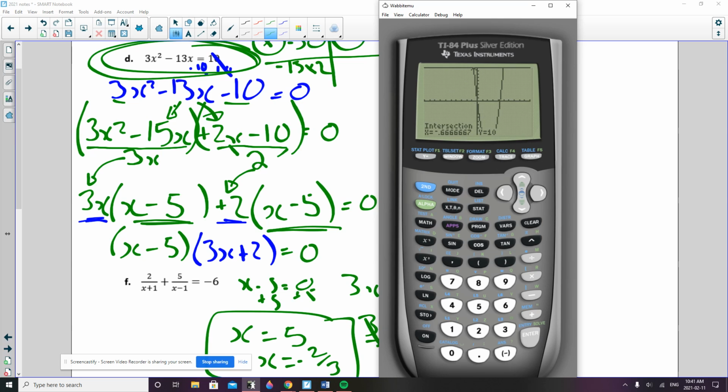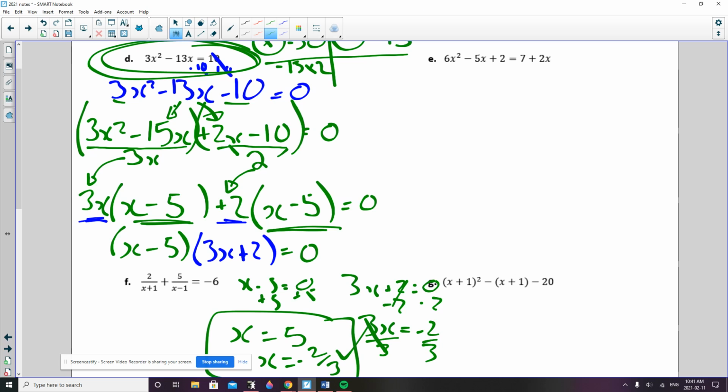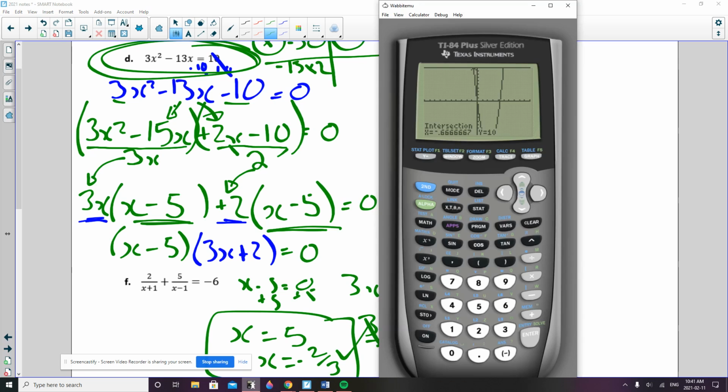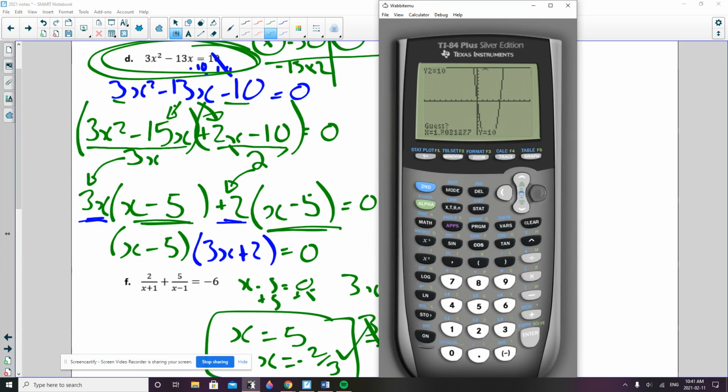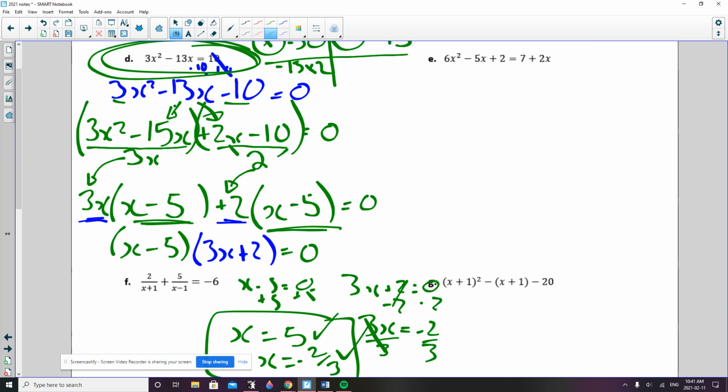So the first intersection is at negative 0.6 repeating, which is equivalent to -2/3. So I know this one's okay. And I'm going to check the second one. So second, calculate the intersection. First curve, enter. Second curve, enter. Guess. I want to get close to that second x-intercept over here. If it lets me go there. There we go. Hopefully that's close enough. Yeah, and another one at 5. So I know that I did that right.